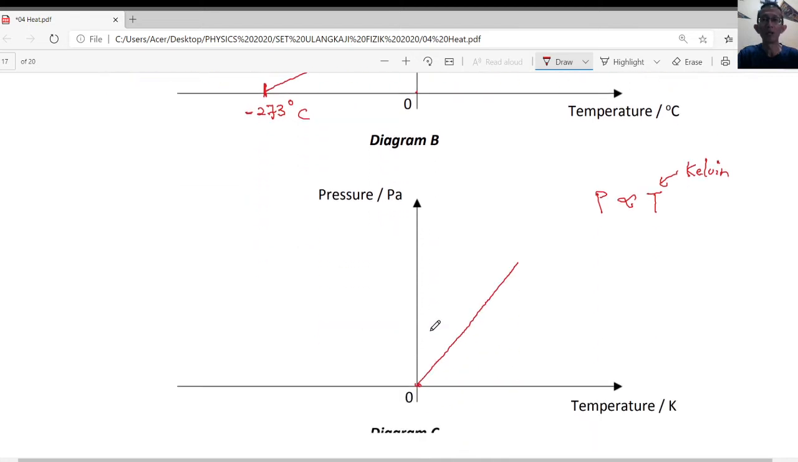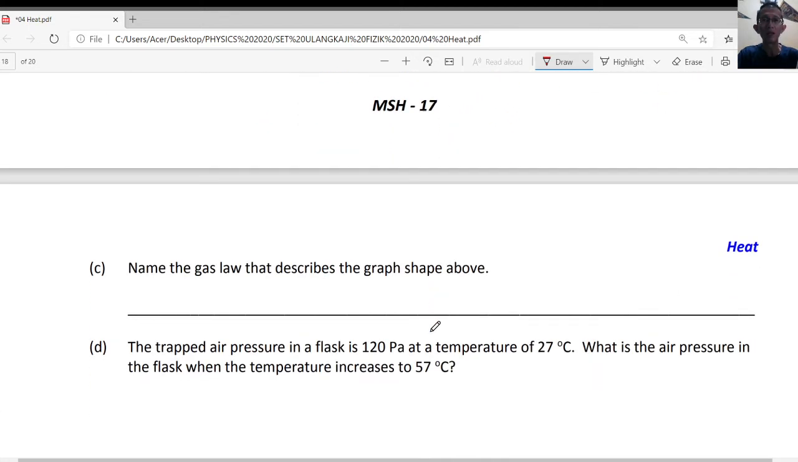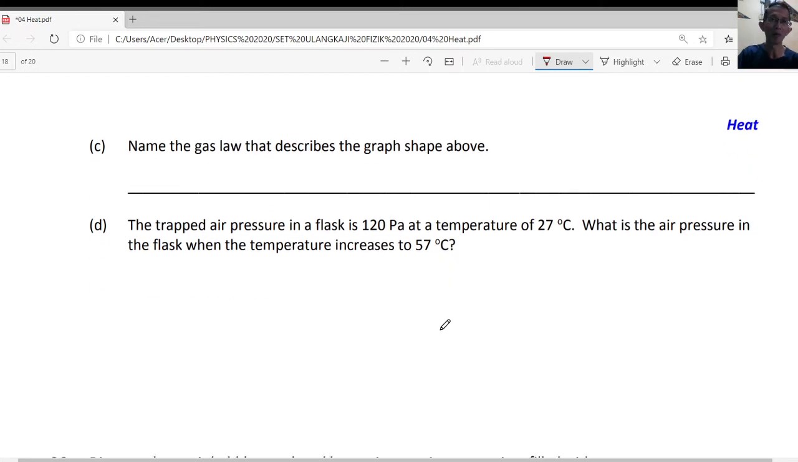Now let's move to the next one. Name the gas law that describes the graph shape above. So this is our pressure law, because we are dealing with pressure and temperature. So we have pressure there, so that must be the pressure law.